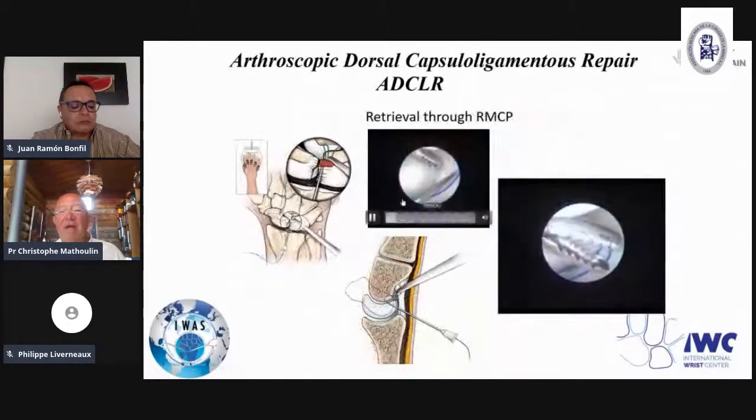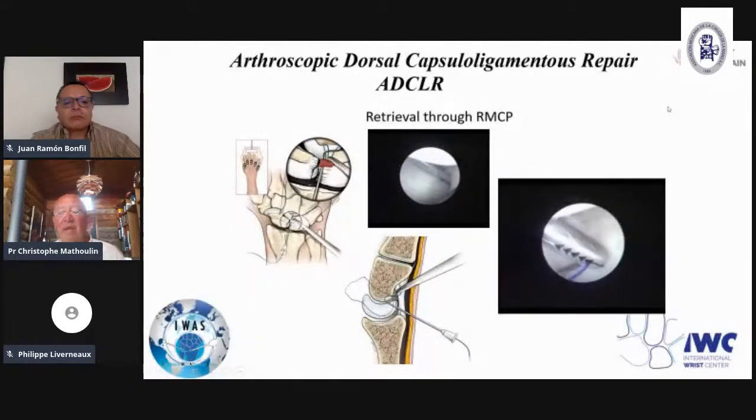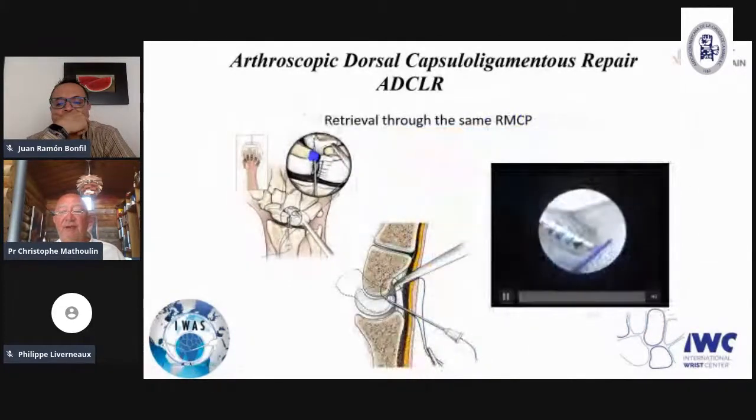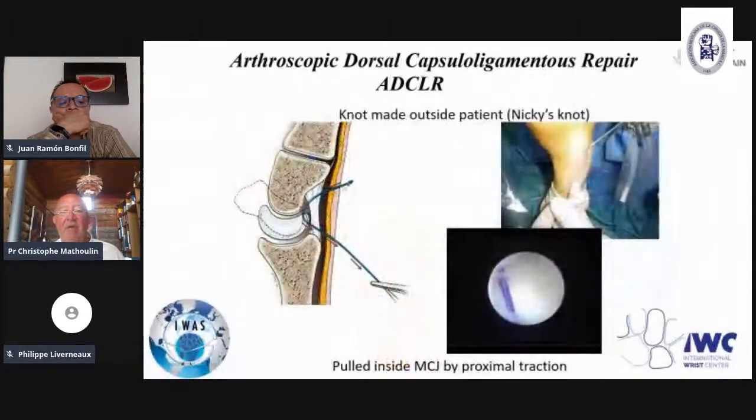So keep in mind this video. You see the importance of instability. The stage is a stage 3C, and we use PDS 3-0. You see the second suture. We retrieve the second suture here, and we put it outside. And at the end, the knot is made outside.